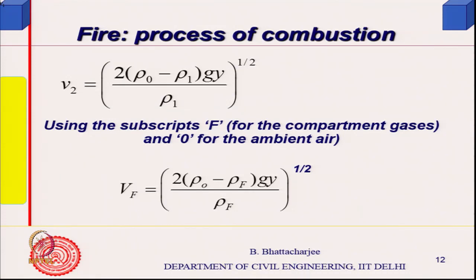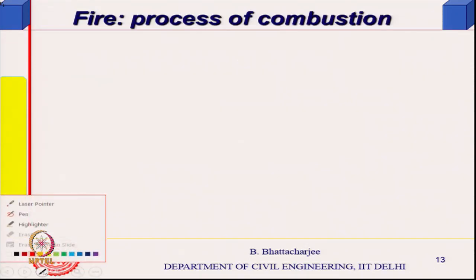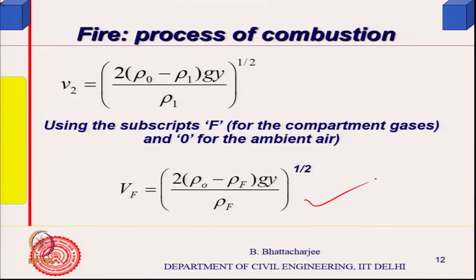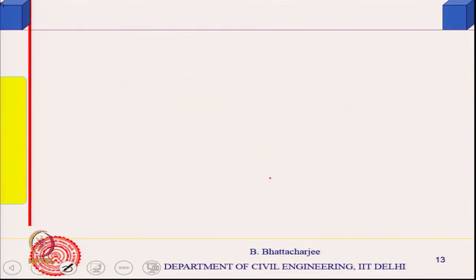So, Vf at any point y, the velocity of hot gases, is given by this kind of expression. It is a function of y. So, this would be for the ambient air, this is for the hot gas, and at a distance y. So, we can find out.